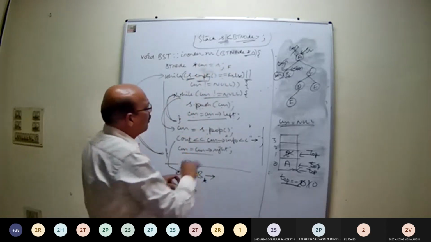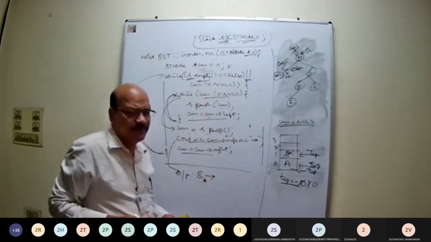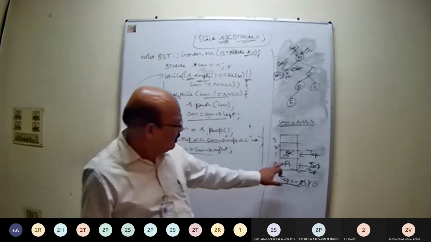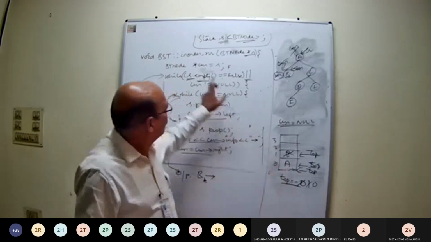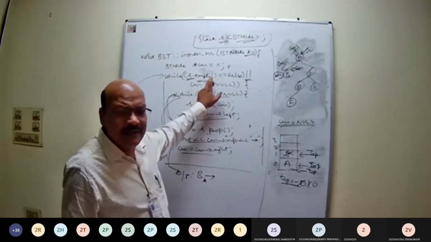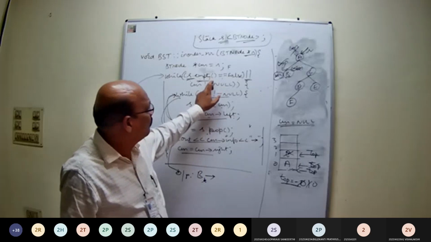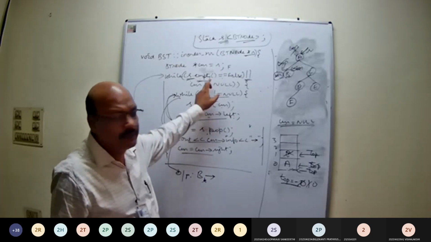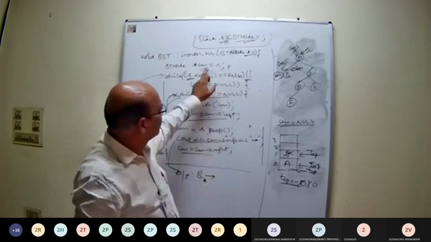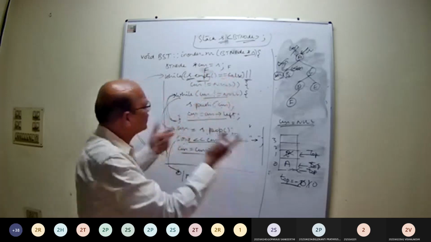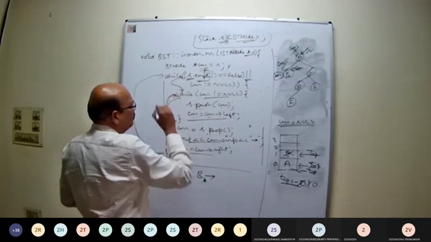See what happens. Now you tell me, S dot empty. What is S dot empty? Is your stack empty? No, the stack has node A. So S dot empty will return what? False. It returns false. False equal to false? Yes. First condition is true, so we'll enter into the loop.